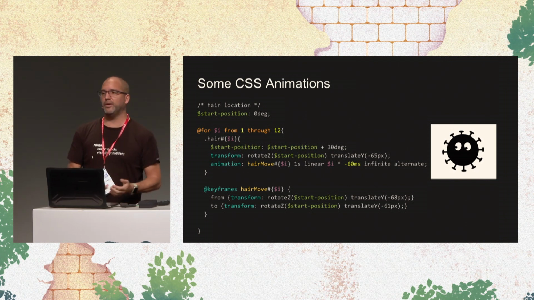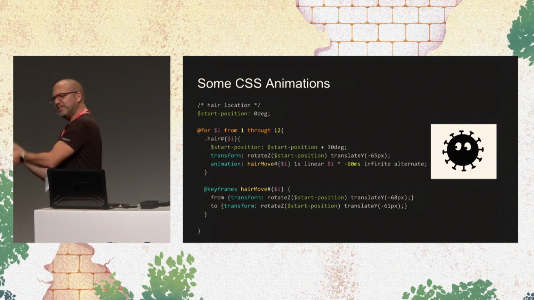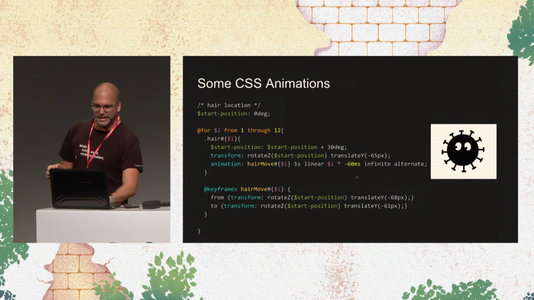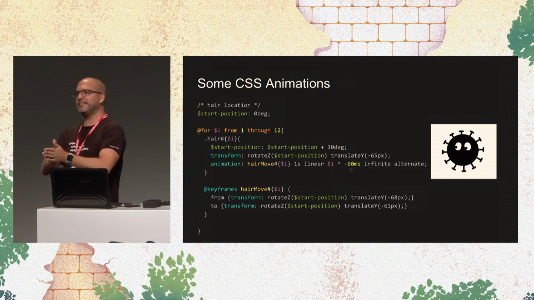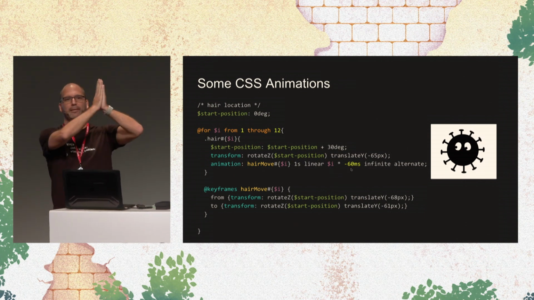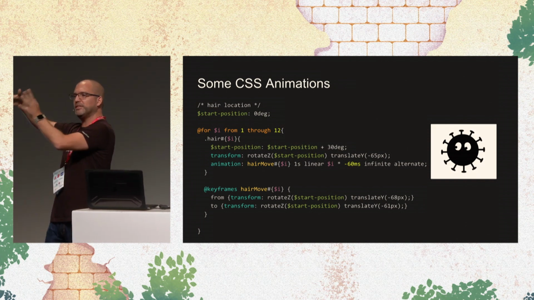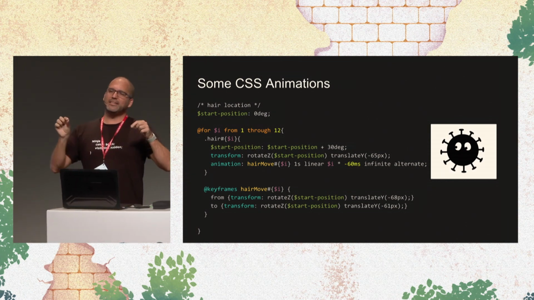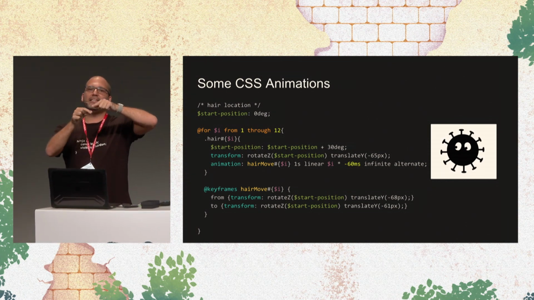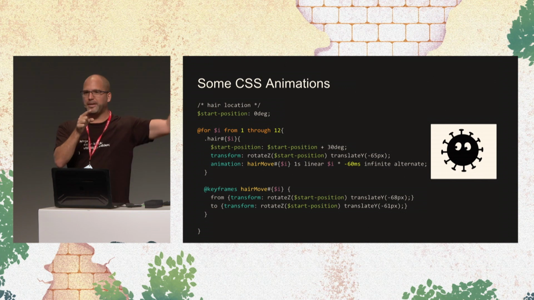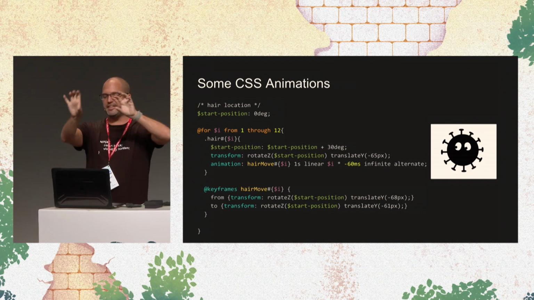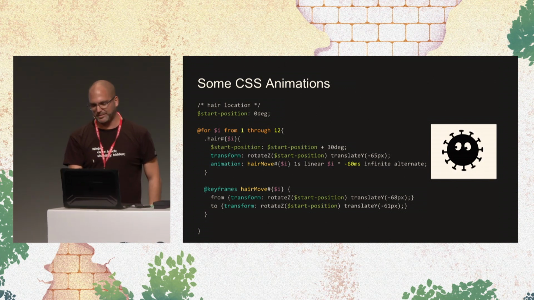To do it in another way, instead of using positive values, use negative values. The first hair gets minus 60 milliseconds, the second one minus 120, the third one minus 180, and so on and so on. This means that the animation acts like it has already started even before the page was loaded. And in this way, you have the effect that the hairs are moving in different timelines.